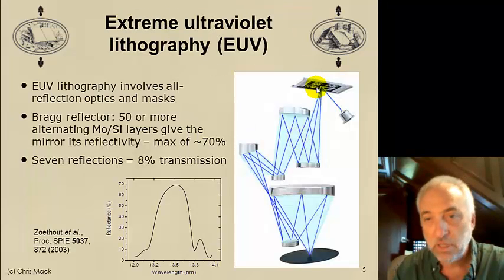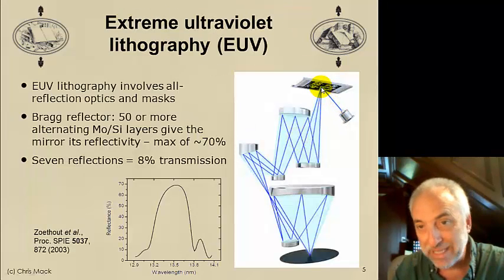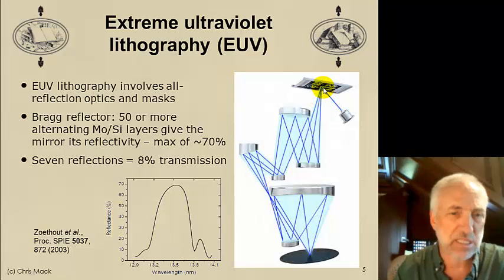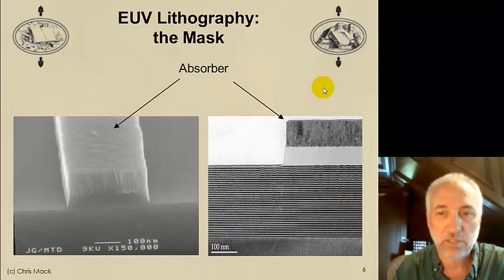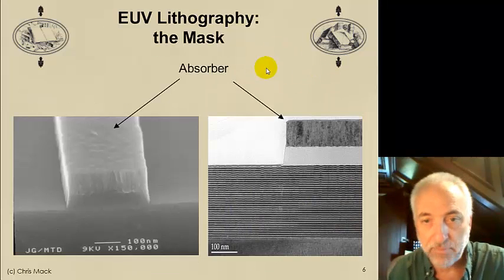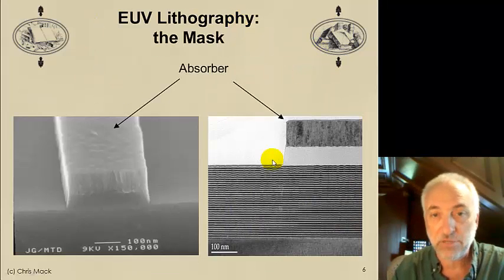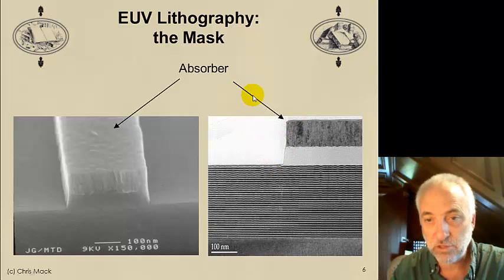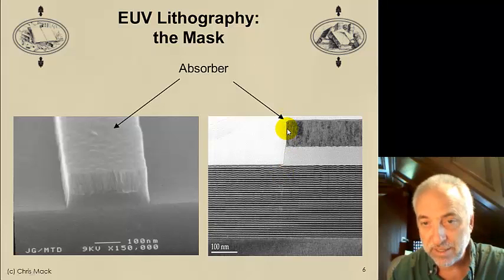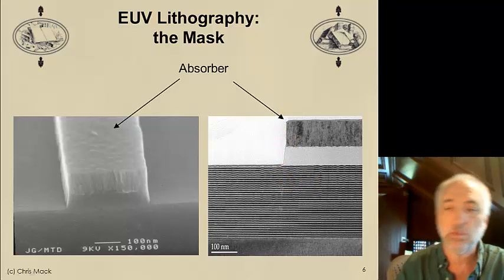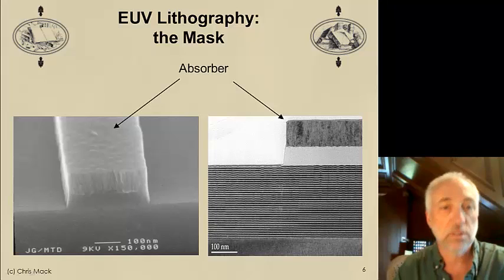Note, however, that the light is not normally incident on the mask. It, in fact, comes in at an angle of about 6 degrees, or maybe it's 7 degrees, something like that. And that has some interesting issues because of shadowing. Think of light coming at an angle, bouncing off. You're going to get some shadowing because of the height of the absorber. So that has to be taken into account as well.